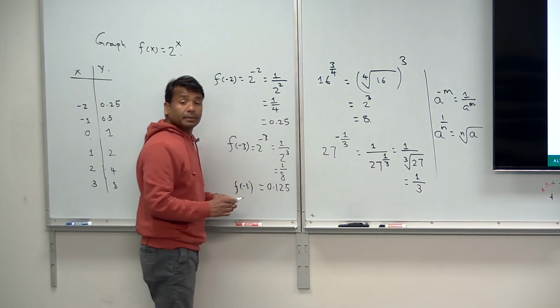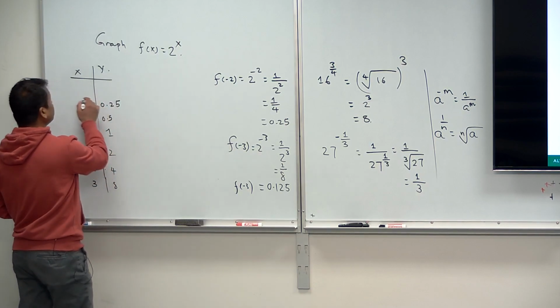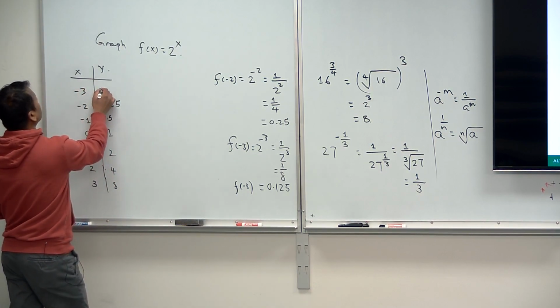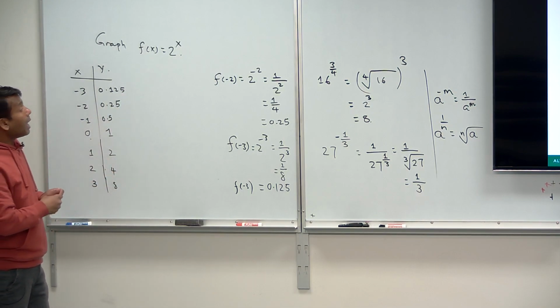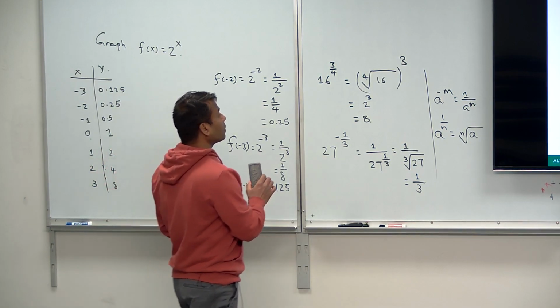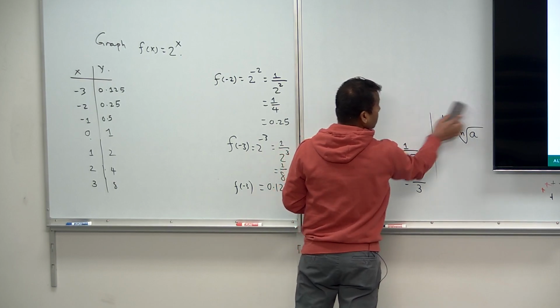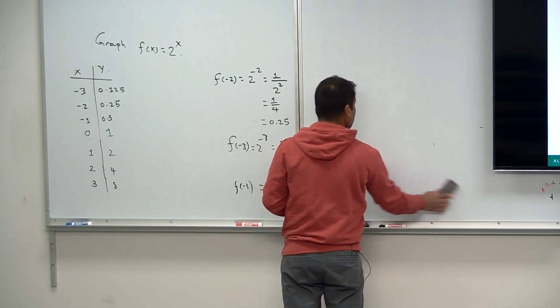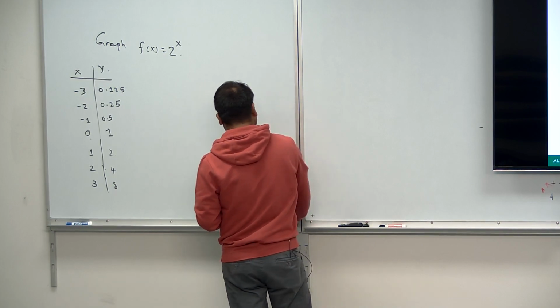125, is that right? This is 0.125. So now, are you with me? So now you plot these points on the graph, you see. So if you consider your integer as your domain, you'll have this type of graph. Let me show you here, okay?